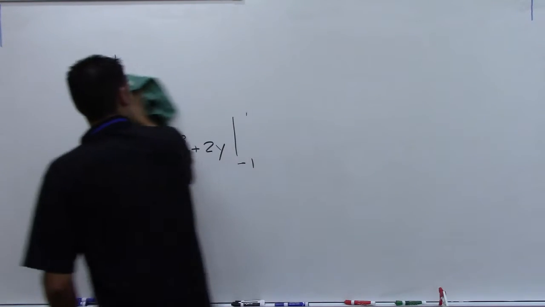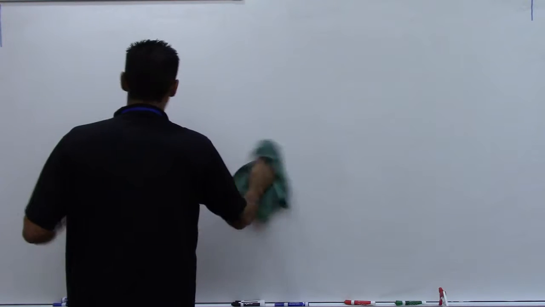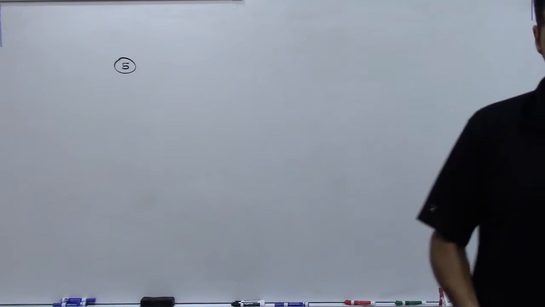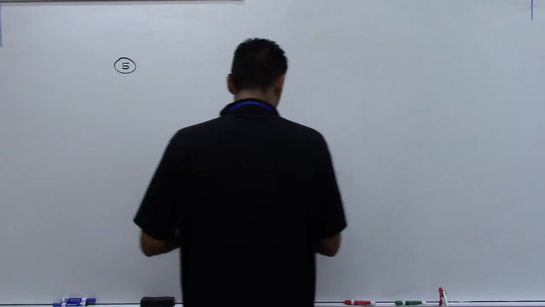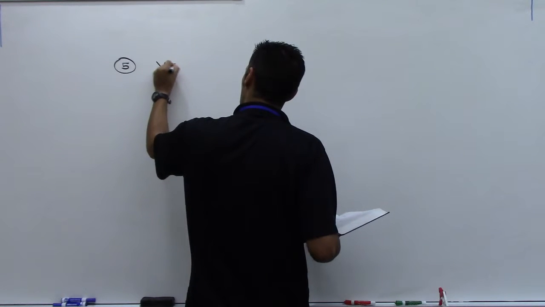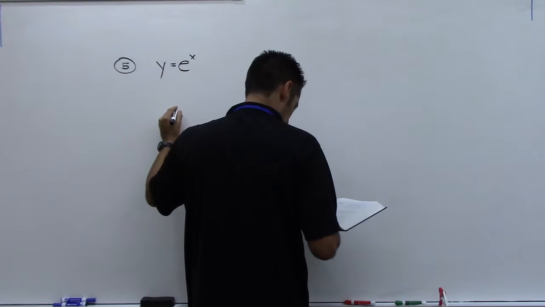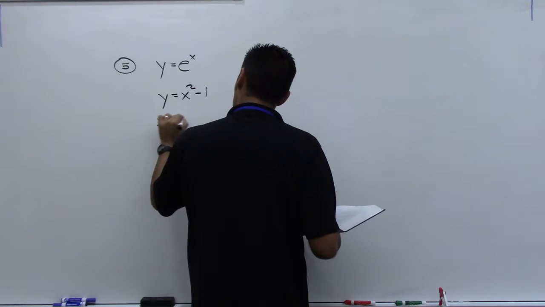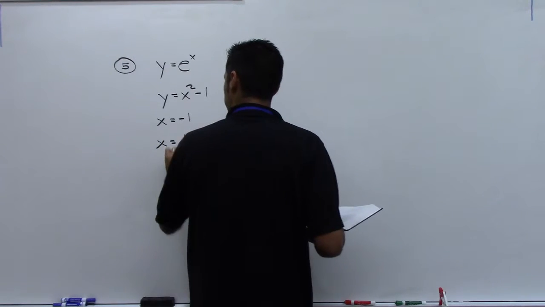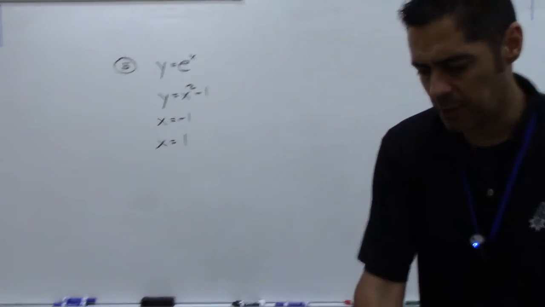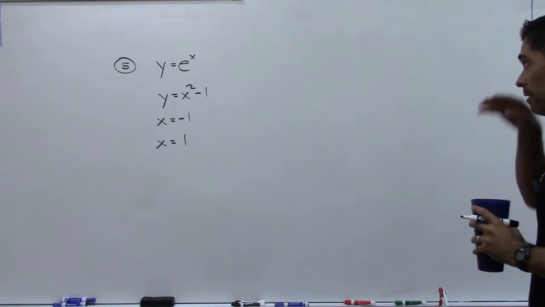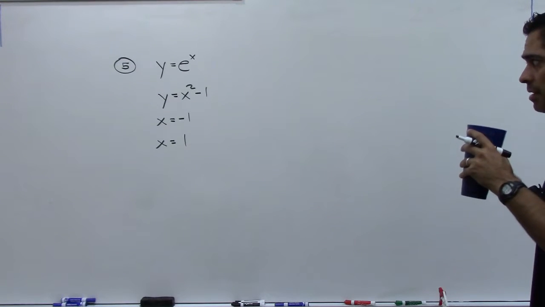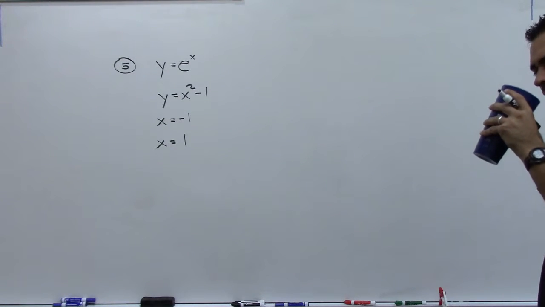All right, that's 3, 5. So 5 is the first one where they don't actually give you the curve, so we're going to have to be able to draw it. So y equals e to the x, y equals x squared minus 1, x equals -1, x equals 1. So I'm supposed to sketch the region bounded by those curves and then find the area.